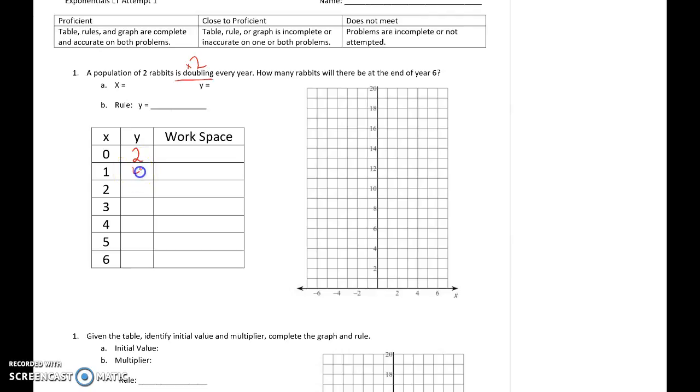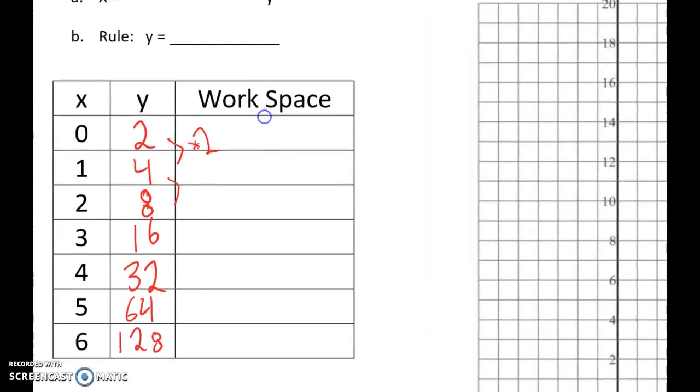Double 2 is 4. Double 4 is 8, 16, 32, 64, and 128. So again, with exponentials, we're multiplying, make this more of a star shape, we're multiplying the output each time by the multiplier, which in our case is 2, to get the next output.